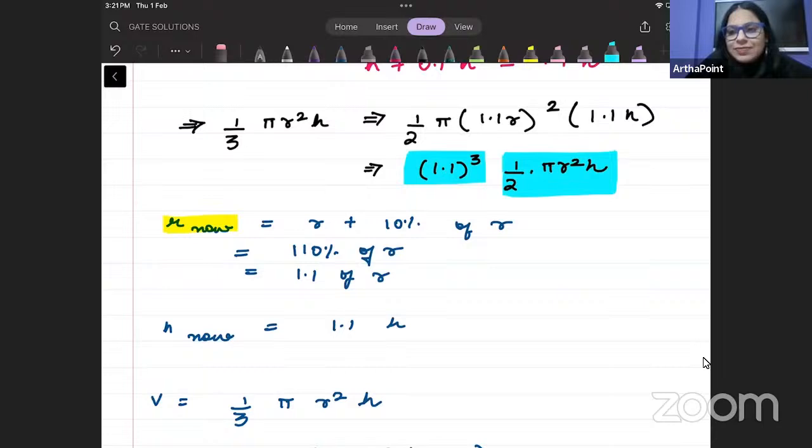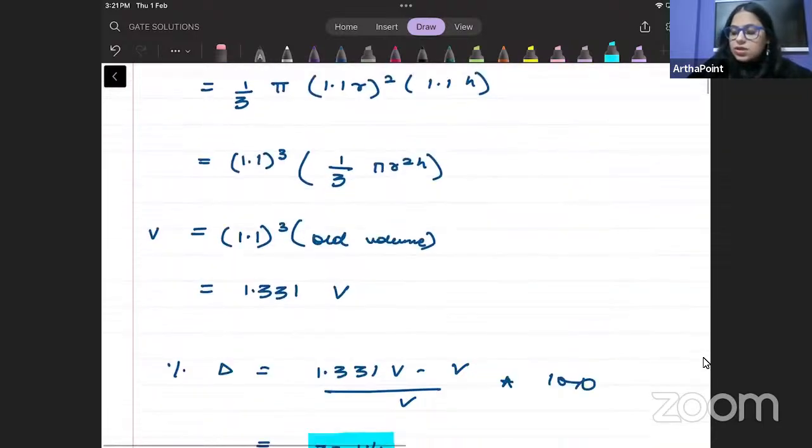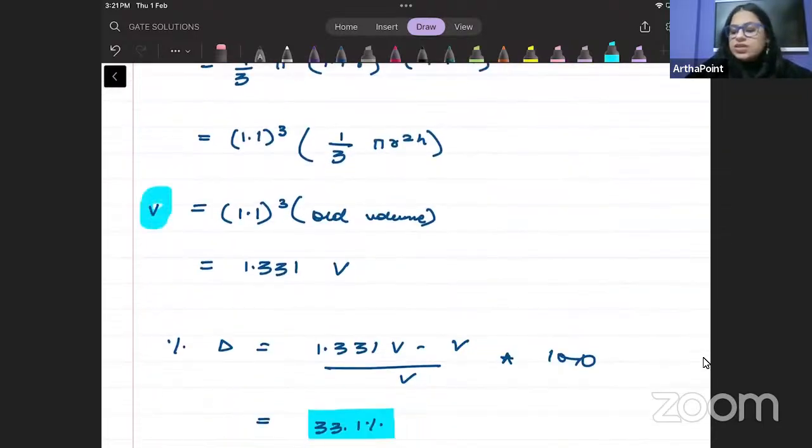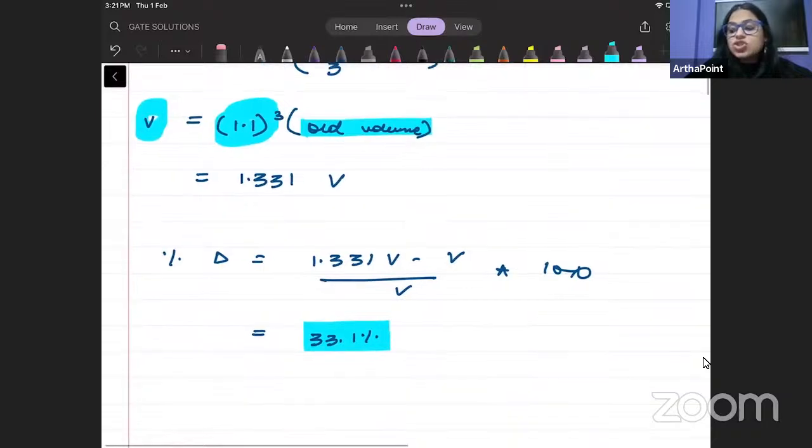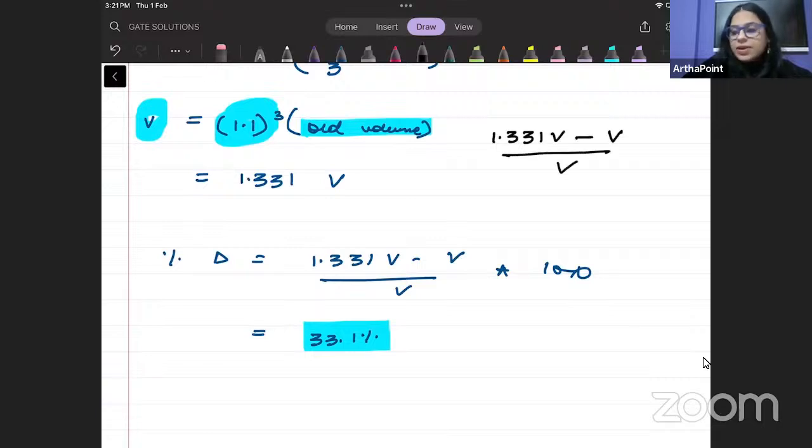1.1 to the power 3, right? This is what I've done here. The new volume is going to be 1.1 to the power 3 times the old volume. So what is the percentage change in the volume? The percentage change is going to be the new volume minus the old volume, divided by the old volume, into 100. So you will get the answer as 33.1%. That's the answer to this question.